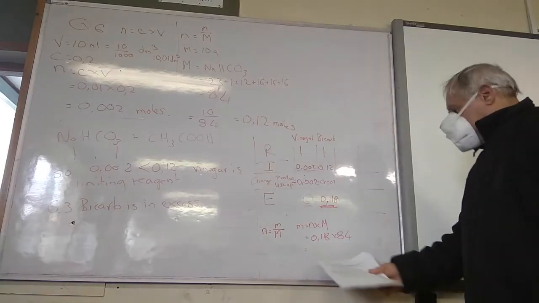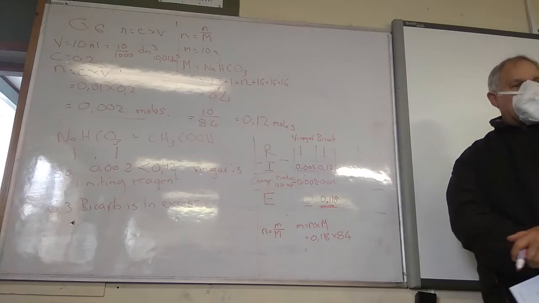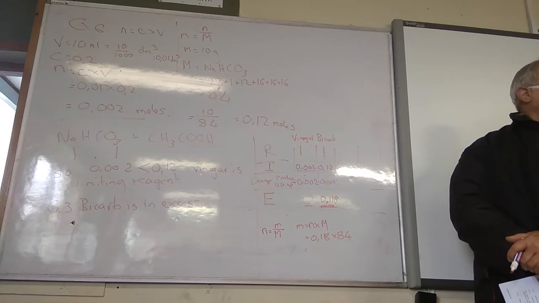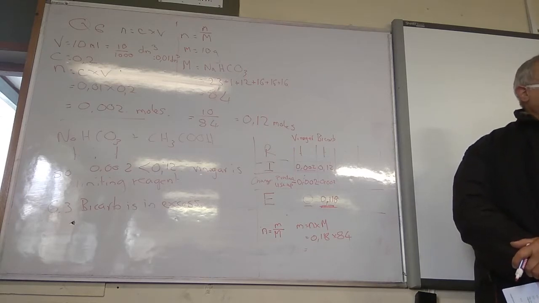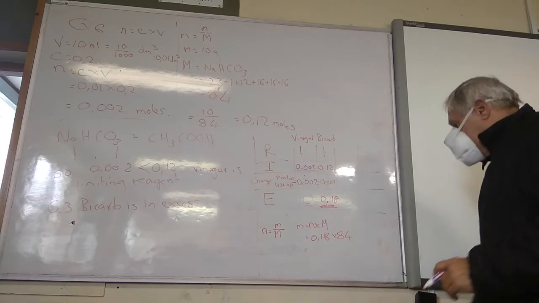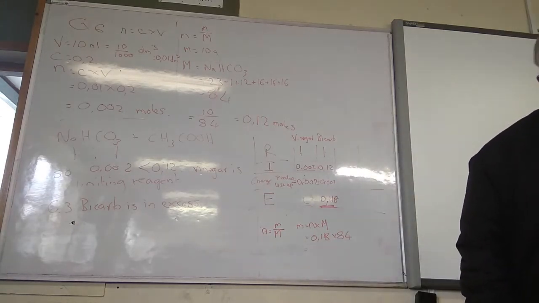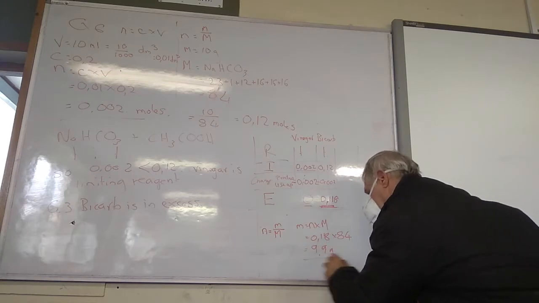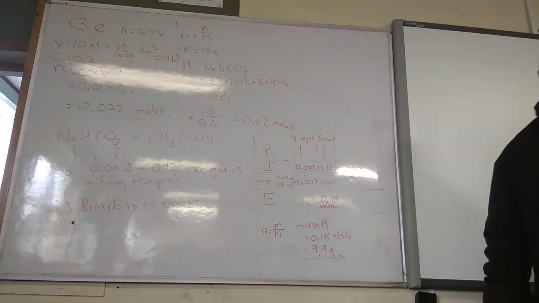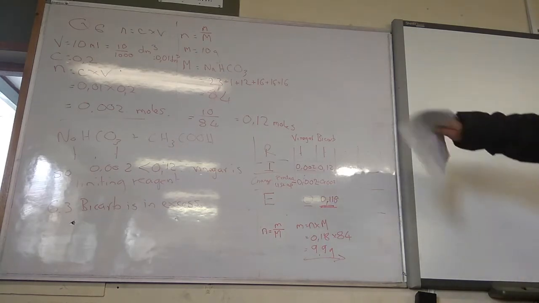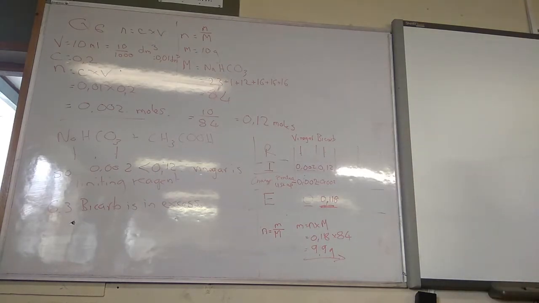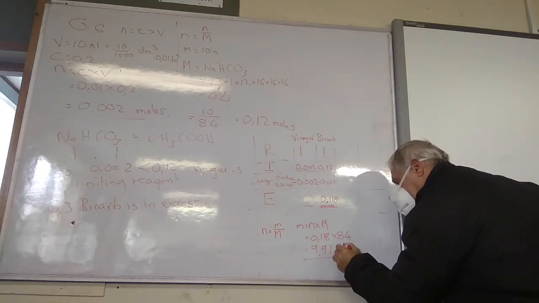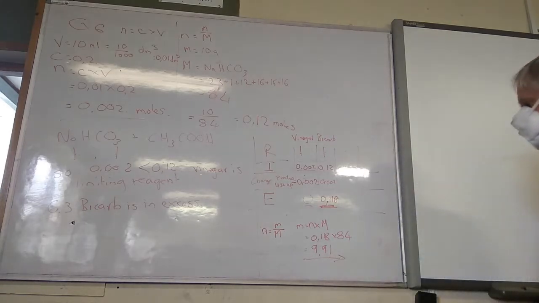And who's got an answer for what the mass is? How much? 9.9. Lovely. Is left over. There was no other decimals after 9.9? 9.912. You always round it off to the second decimal place.